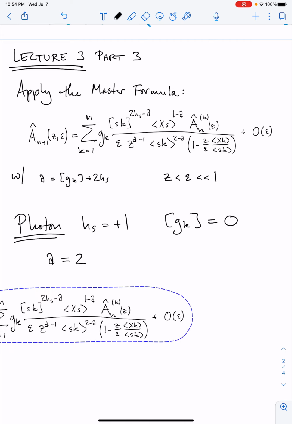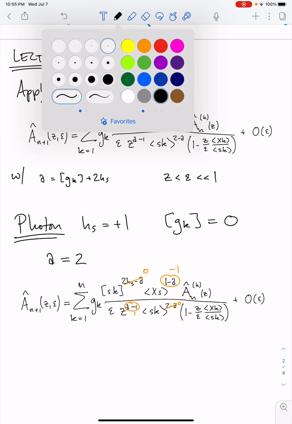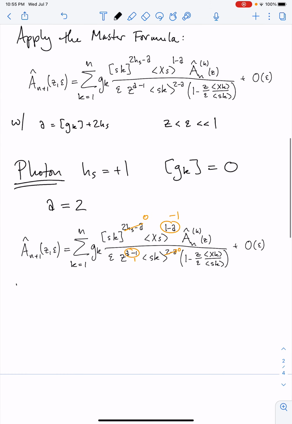So looking at our formula here, we will have that 2 times 1 minus 2 gives 0, so we can ignore this term completely with the square bracket sk. We'll have that 1 minus a is minus 1, a minus 1 is equal to 1, and 2 minus a is equal to 0. And so writing out our master formula for this case then gives that A n plus 1 hat of z of epsilon is equal to the sum over k equals 1 to n of g k.